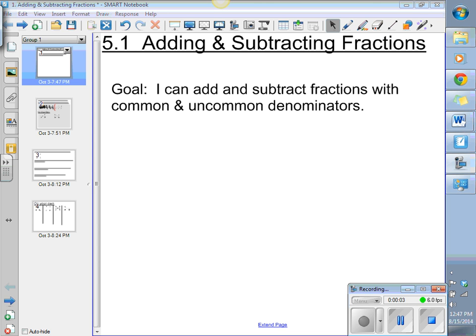Today's lesson is on adding and subtracting fractions. Our goal for today is to add and subtract fractions with common and uncommon denominators. As we go through the lesson, feel free to pause and rewind any slides you need to make sure you can keep up with your note sheet. I will try to prompt you at good times to pause the lesson.